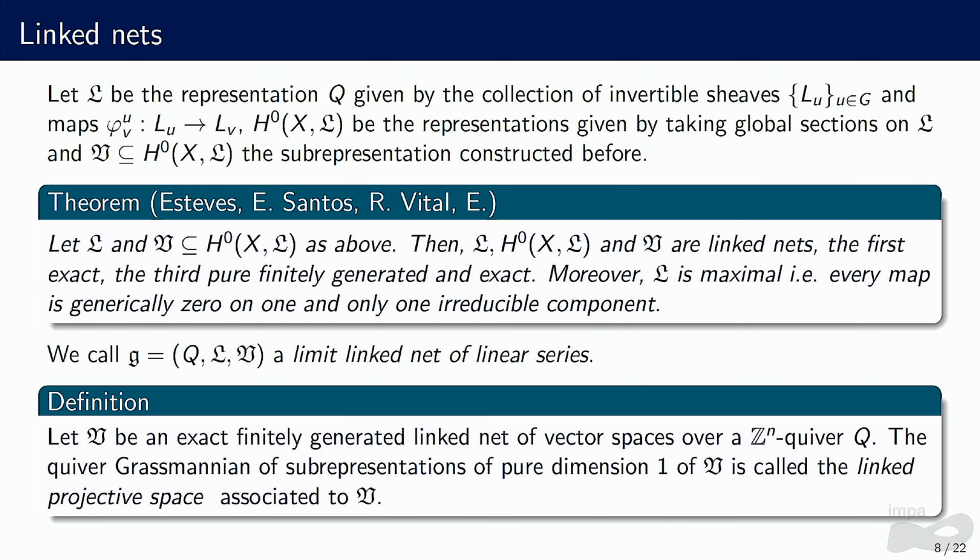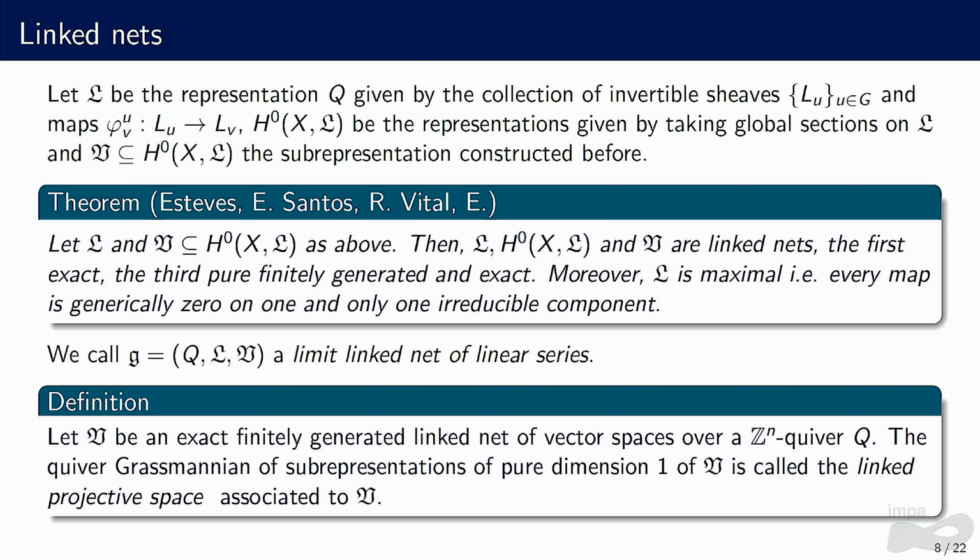So yeah, one of the theorems by Esteves, Santos, and Vital is that the setup that appears when we look at this one parameter deformation of curves actually fits in the definition that I gave before. We have a representation in the category of line bundles, which is given by twisting the extensions. This is a linked net, which is maximal. Maximal means that every map is generically 0 in only one component. And we have another representation, which is given by taking global sections. This is a linked net, but it's not of finite type. It's not necessarily finitely generated. You can see it by applying Riemann-Roch or something like that. And there is another representation which comes from the linear system we pick in the generic fiber, which is actually a finitely generated exact linked net.